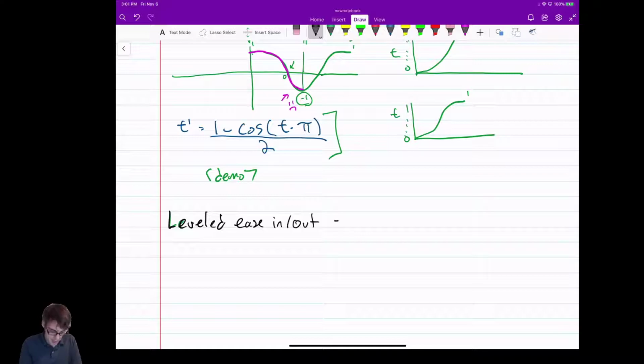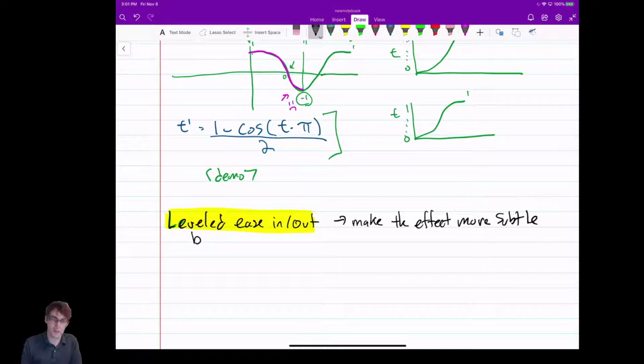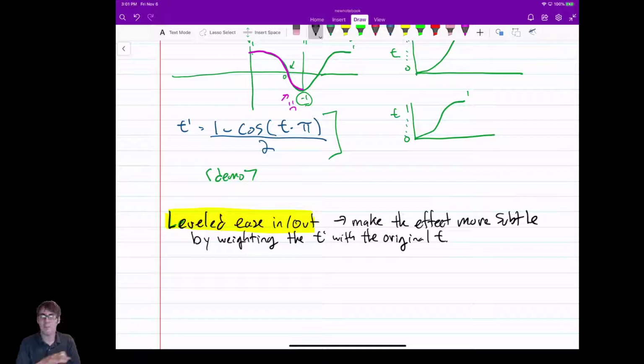Okay, and as an artist, or if you're creating a device or a game or some kind of animation, you might want to have it more subdued. So what we can do is we can make this more subtle, by basically weighting it with our old-fashioned linear. By weighting the t prime with the original t. Some balance, and you can choose how much.